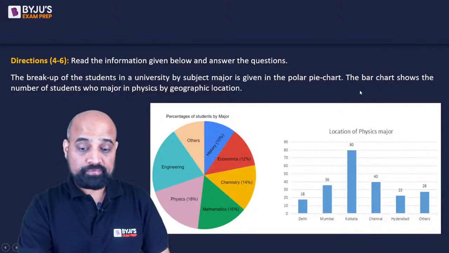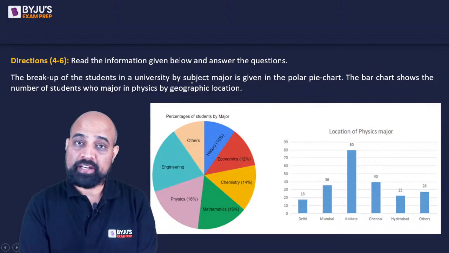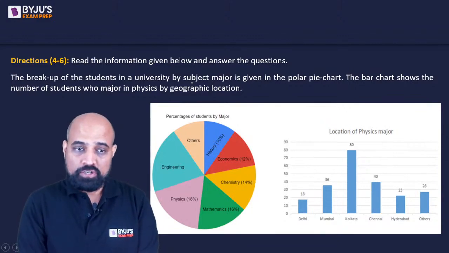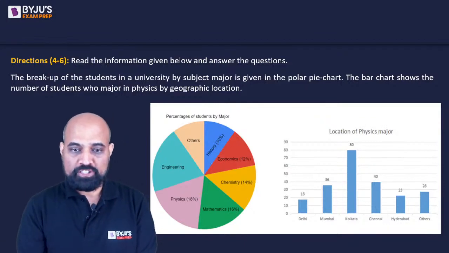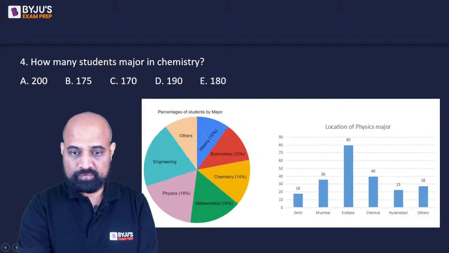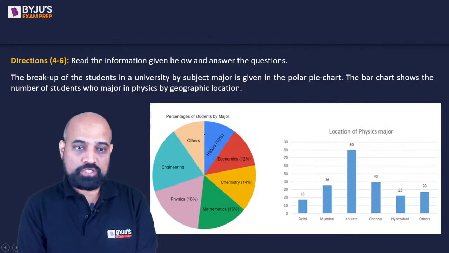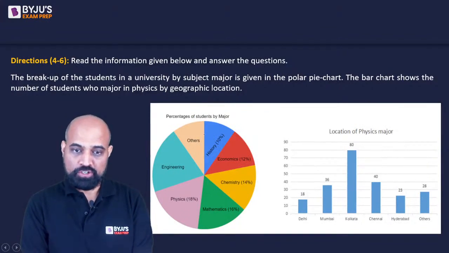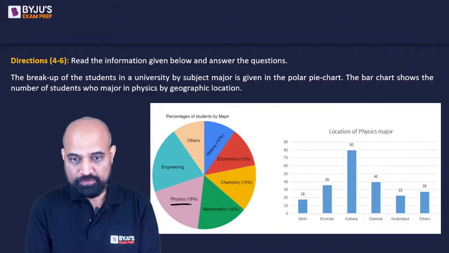ठीक है. Next one, another mixed graph, a pie chart and a bar graph, right? So the breakup of the students in a university by subject major is given in the polar pie chart. Okay. Okay, engineering percentage is not given and history percentage is given. Great, others bhi nahi given hai. The bar chart shows the number of students who major in physics by geographic location. Okay, so we are only dealing with physics ka.